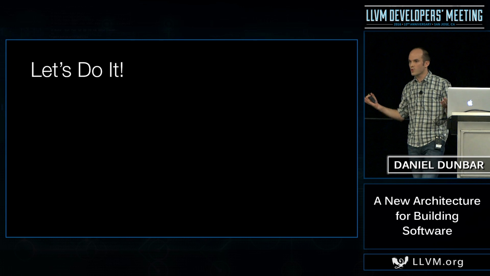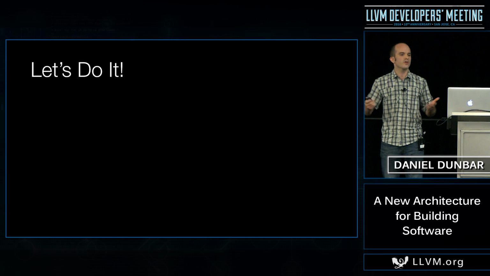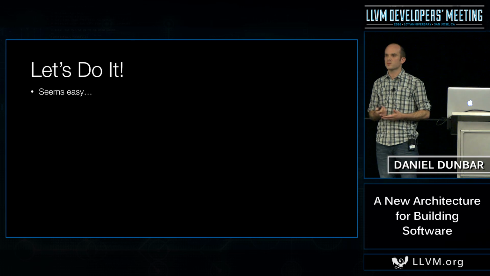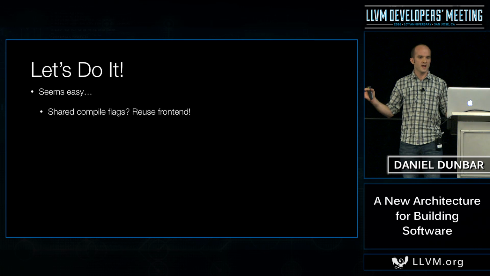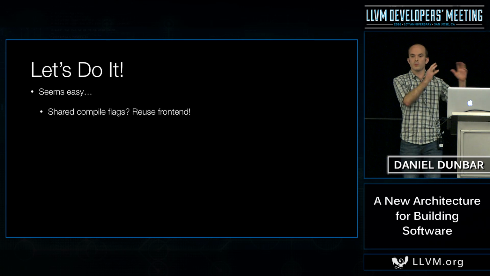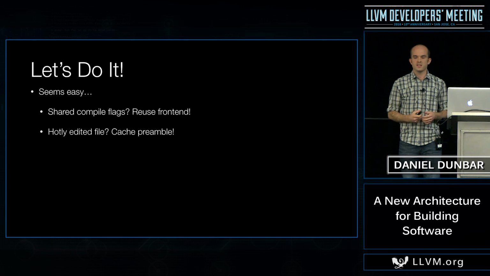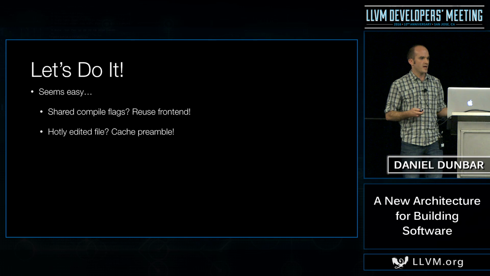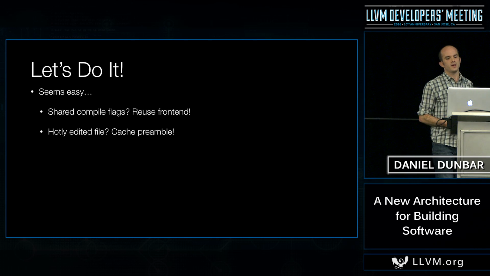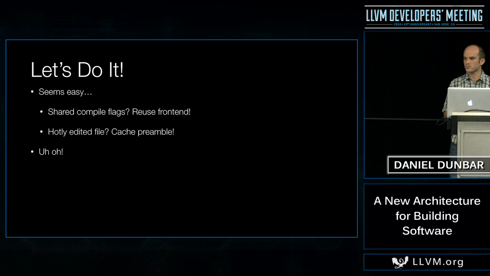So that sounds cool. Let's do it. Why don't we go ahead and integrate those into the build? It seems pretty straightforward. If we have shared compilation flags, then we'll just make sure we reuse the front end. And if we have some source file that you're editing over and over again, let's automatically make one of these precompiled preambles and use it. And then magically builds will be faster.